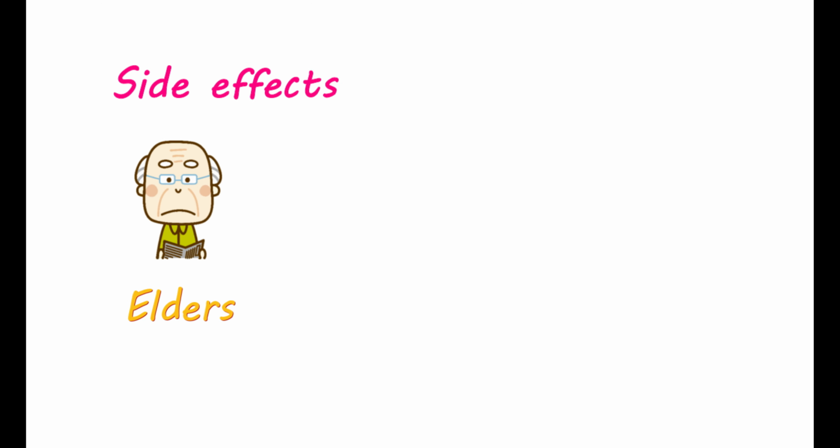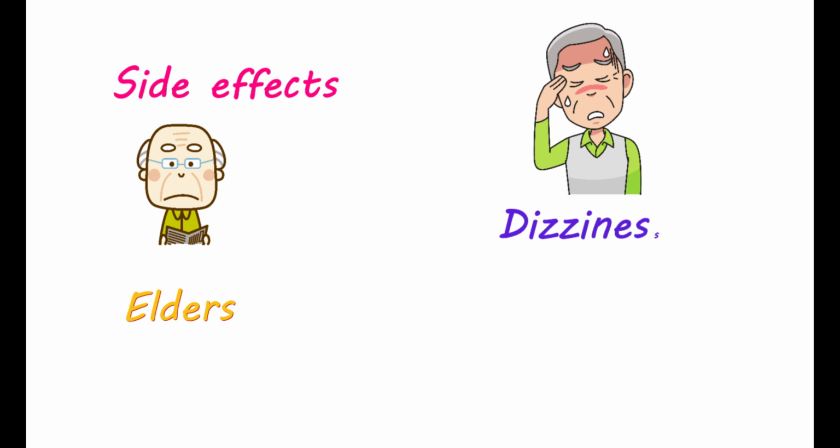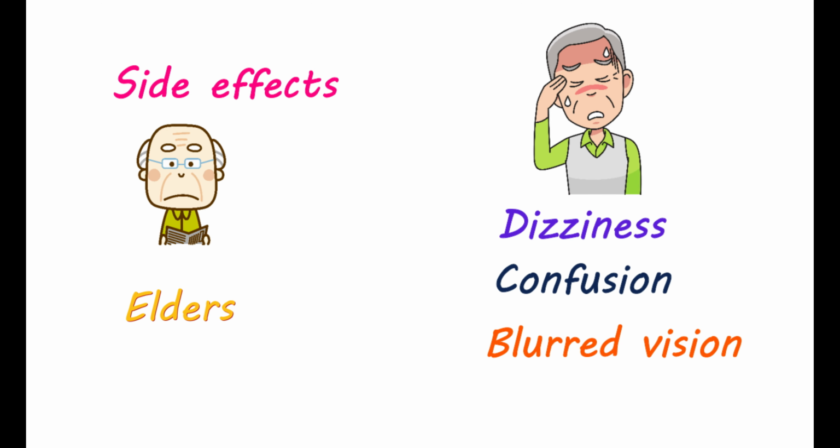The side effects of cyclobenzaprine are more pronounced in the elders. They may have more dizziness, confusion, and blurred vision. Therefore, a low dose of cyclobenzaprine should be used among them. Dosing frequency can also be reduced to minimize side effects. Your doctor will adjust the dose and frequency based on your response to this medication.